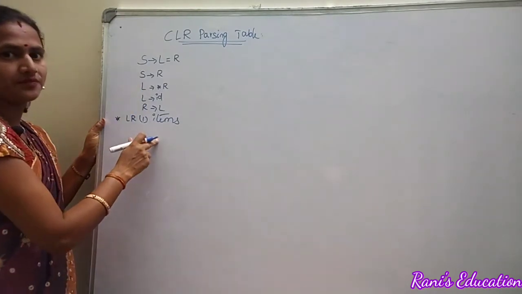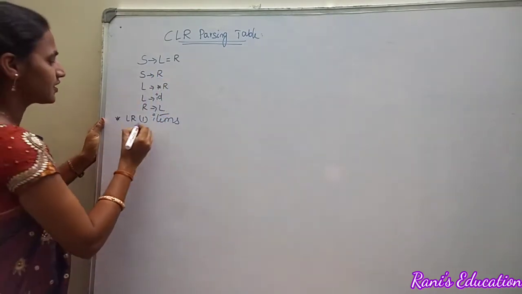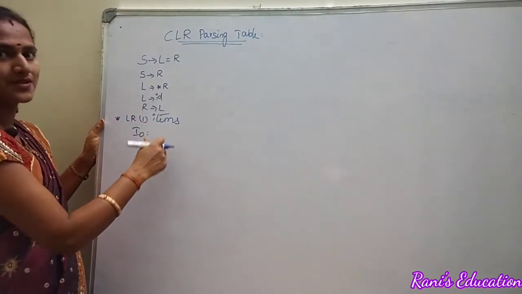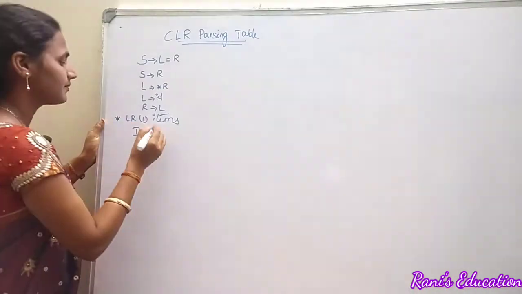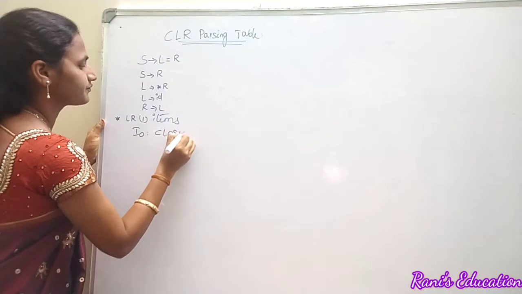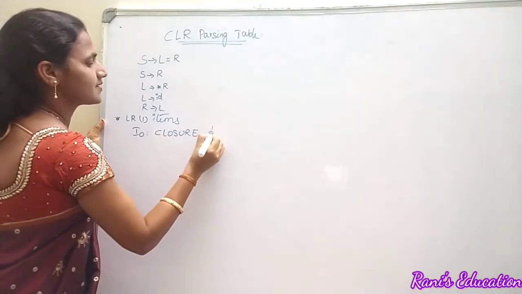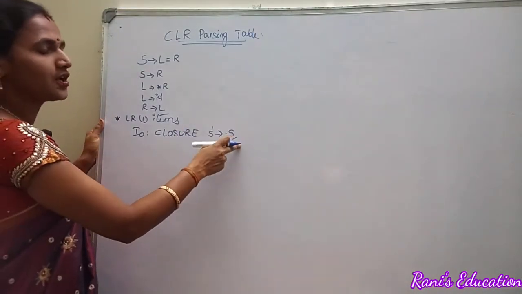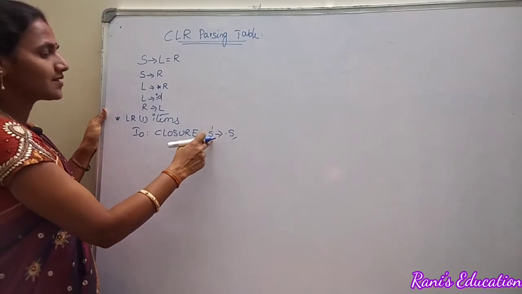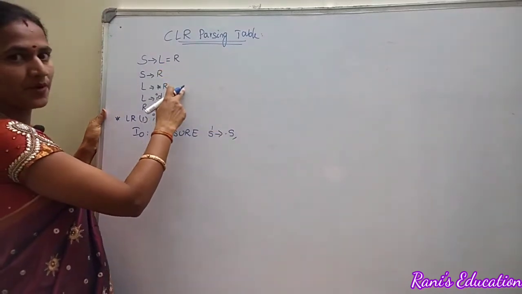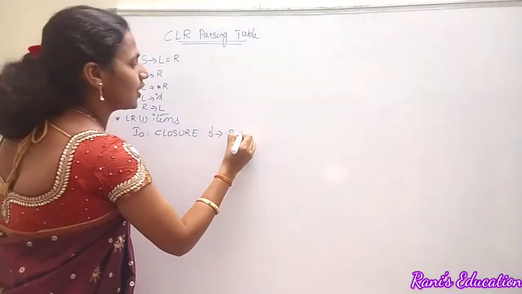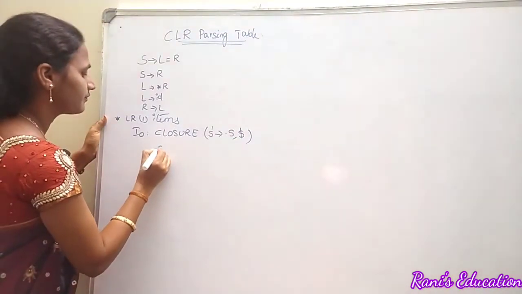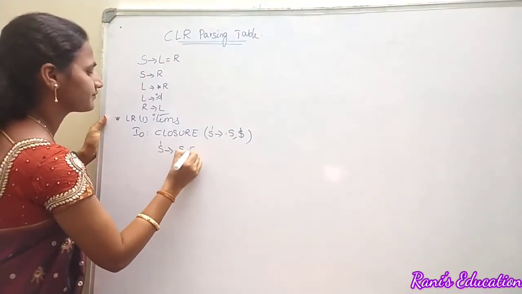For the initial item, we are going to use the closure function, which is the same as the closure function we used in the SLR parsing table. So closure of S' derives dot S. In the CLR parsing table, we are going to include lookaheads as well. This is the starting symbol of the augmented grammar, so I am going to consider dollar as the lookahead for this. Now the production becomes like this.